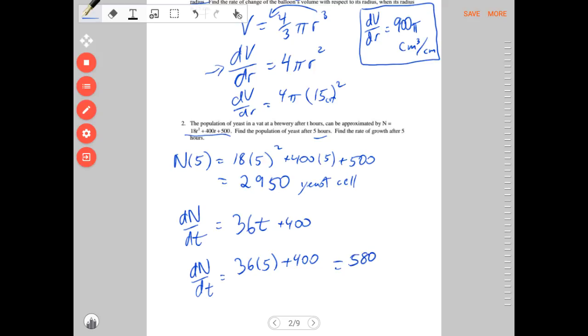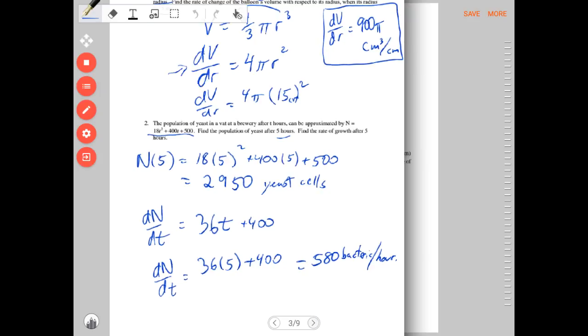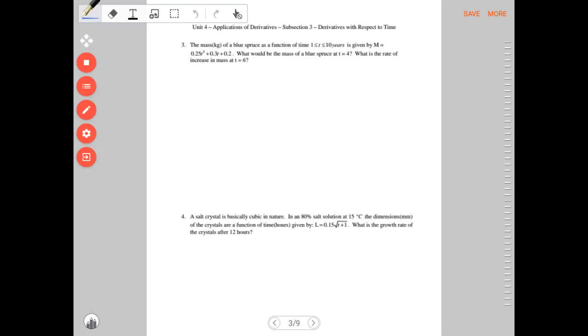So we just go 36 times 5 plus 400, which equals 580 bacteria per hour. Per hour. Okay, so pretty straightforward. Sorry, yeast cells. But that's the idea there. So the first one was just the number of yeast cells. The second one is the rate of growth. Okay, that's that one.